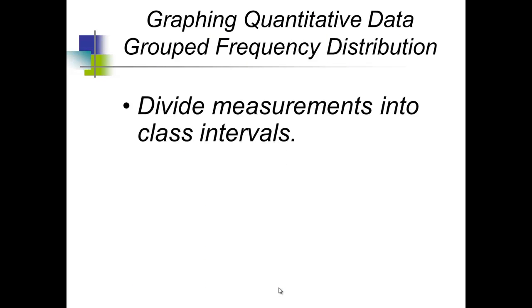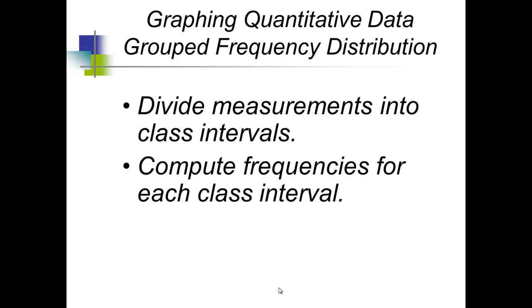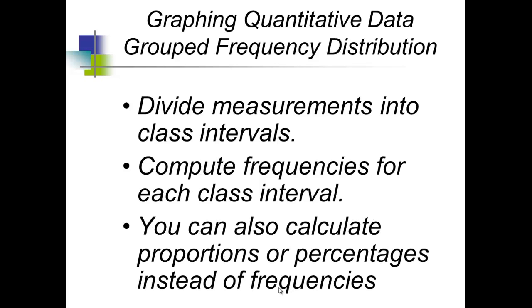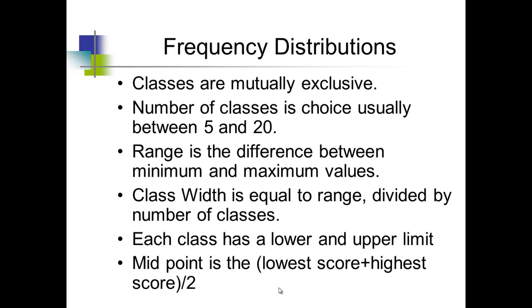So what we might do is we might do this table up a little bit. We might do some statistics to it. We would do that by dividing the measurements into class intervals. We might compute frequencies for each class interval. And we could also calculate proportions or percentages instead of frequencies, which are much more useful than frequencies. And so if we were going to do all of this, this is what we might do.